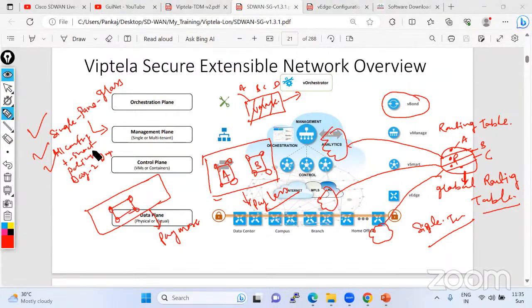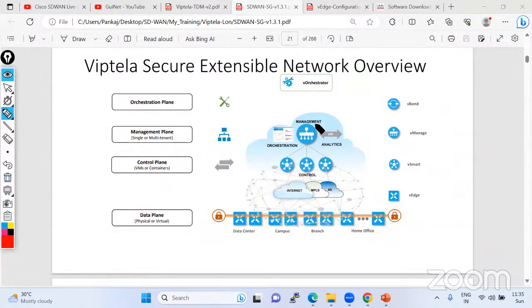In addition to that, it can be known as single tenant and multi-tenant. We know the meaning of single tenant and multi-tenant, right? So I hope it is clear to everyone. Moving to the third component, right?